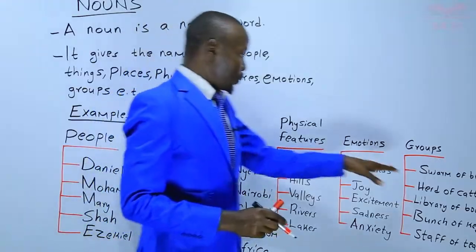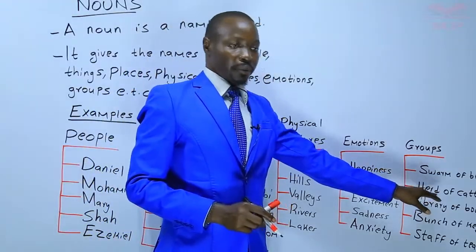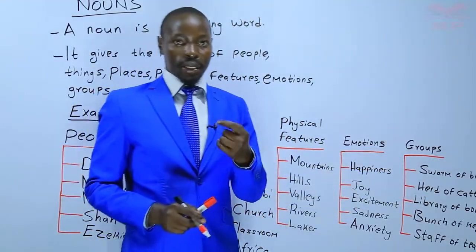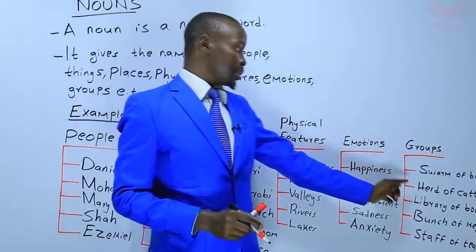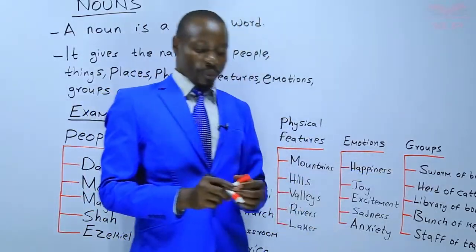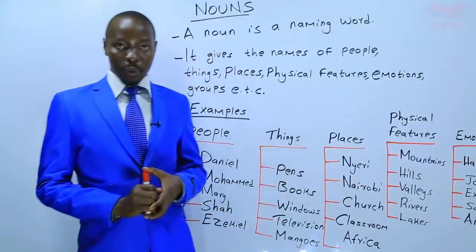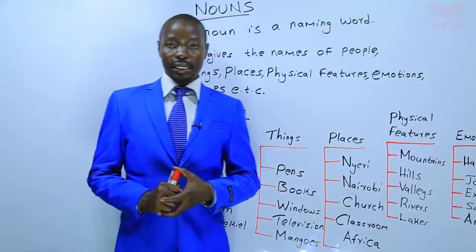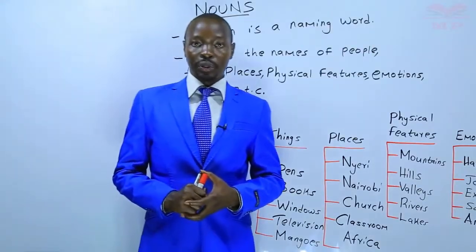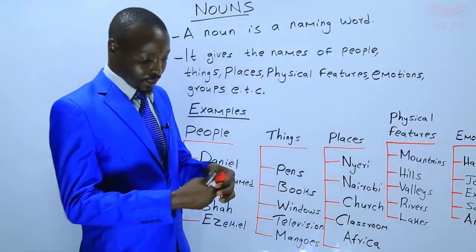And when you are writing herd, check the spelling, because there is heard, the past tense of the word here. So herd here is H-E-R-D. So pupils, that marks the end of our today's lesson. And as part of our assignment for today, I'll give you an exercise.